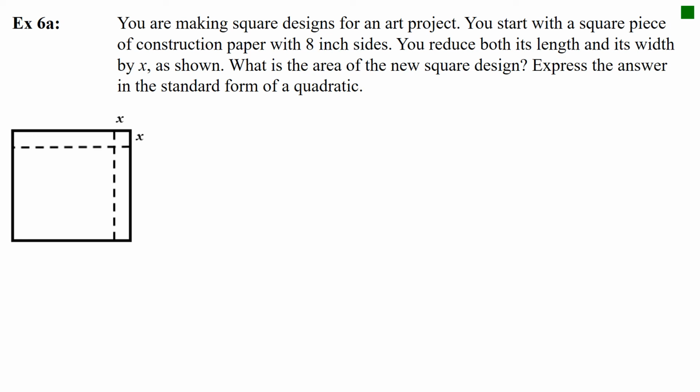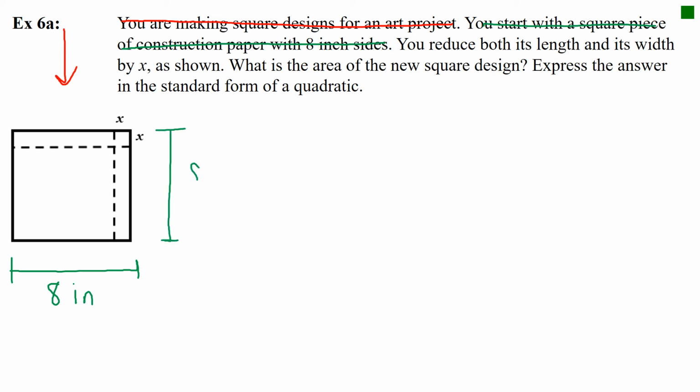Okay, so let's try to understand what's going on here. You're making a square design for an art project, okay? You can see the picture below. There's my square. Then it tells us you start with a square piece of construction paper with 8-inch sides. So from here to here, 8 inches. And from here to here, 8 inches, right? Making it a square because all 4 sides are congruent.